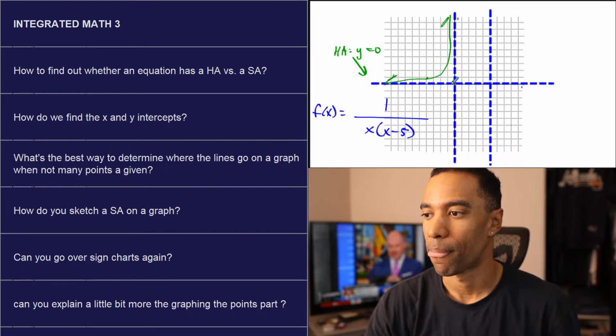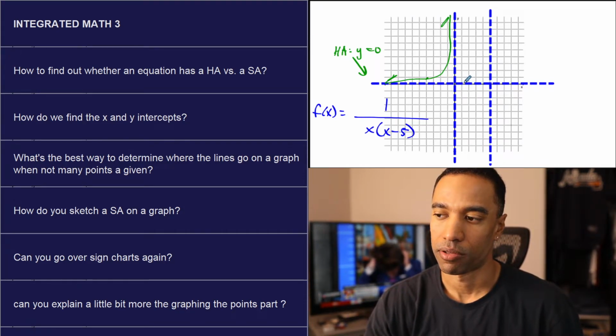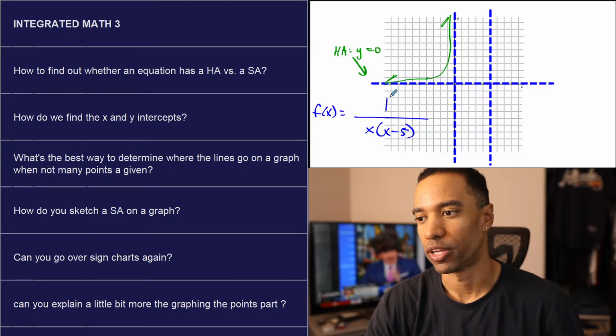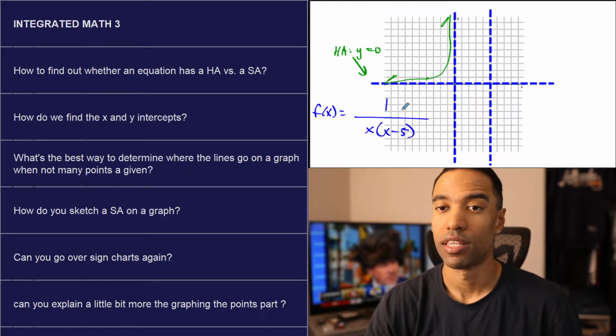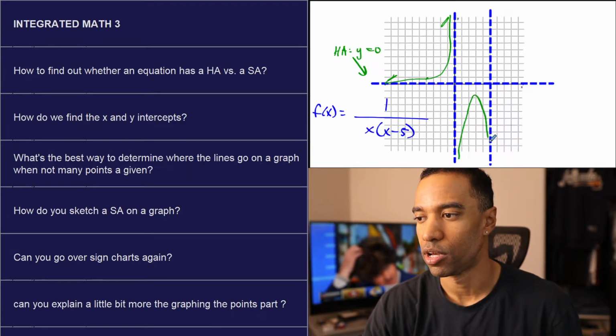Same thing right here, in between. I have to figure out whether it's positive or negative. So let's try 2, plug in 2. Positive over positive times negative. 2 is positive, 2 minus 5 is negative. That gives me a negative result, which means I'm now down below.